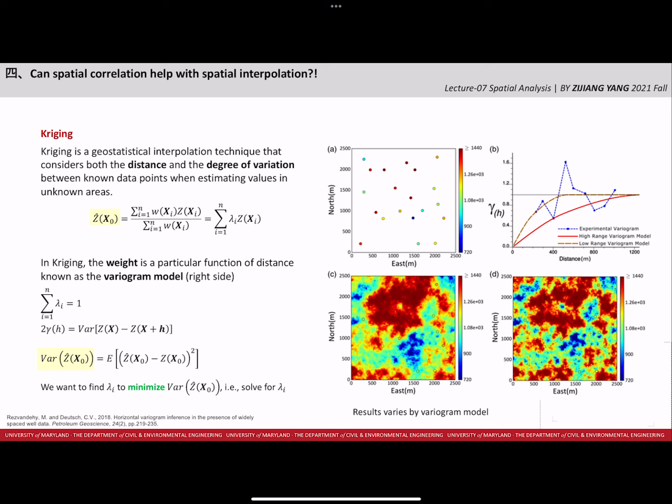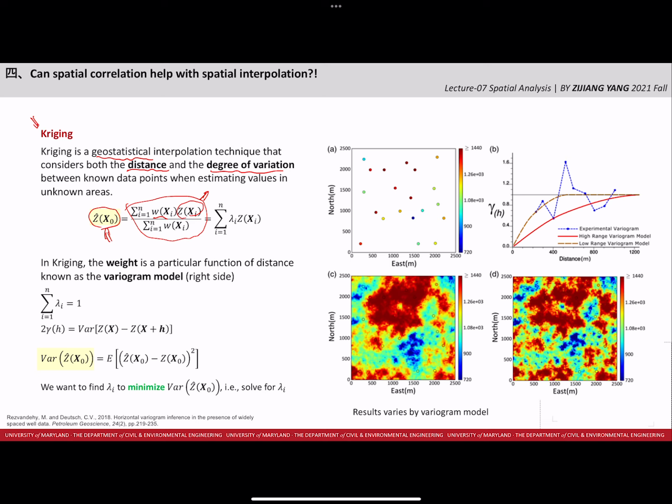And finally, I'm going to talk about kriging. Kriging is a geostatistical interpolation technique that considers both distance and degrees of variance. In other words, because kriging is a statistical method, it can provide information about uncertainty, which is important to environmental science. And again, for kriging, the value that is going to be estimated can be expressed as the weighted average of the data from other sites times the weight.